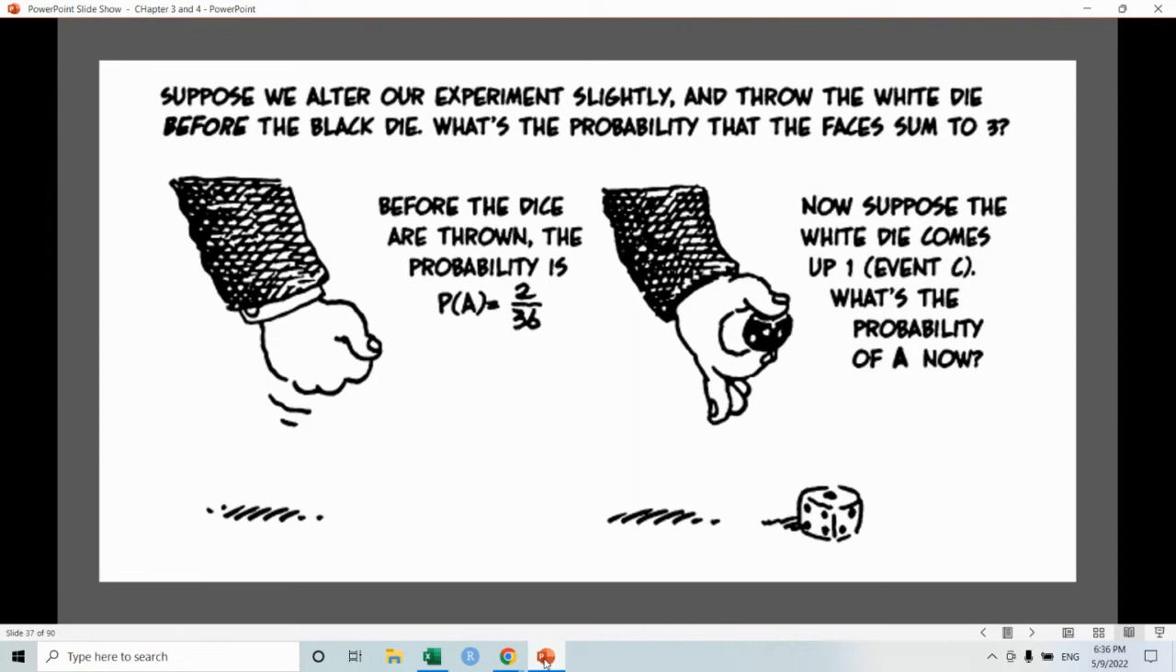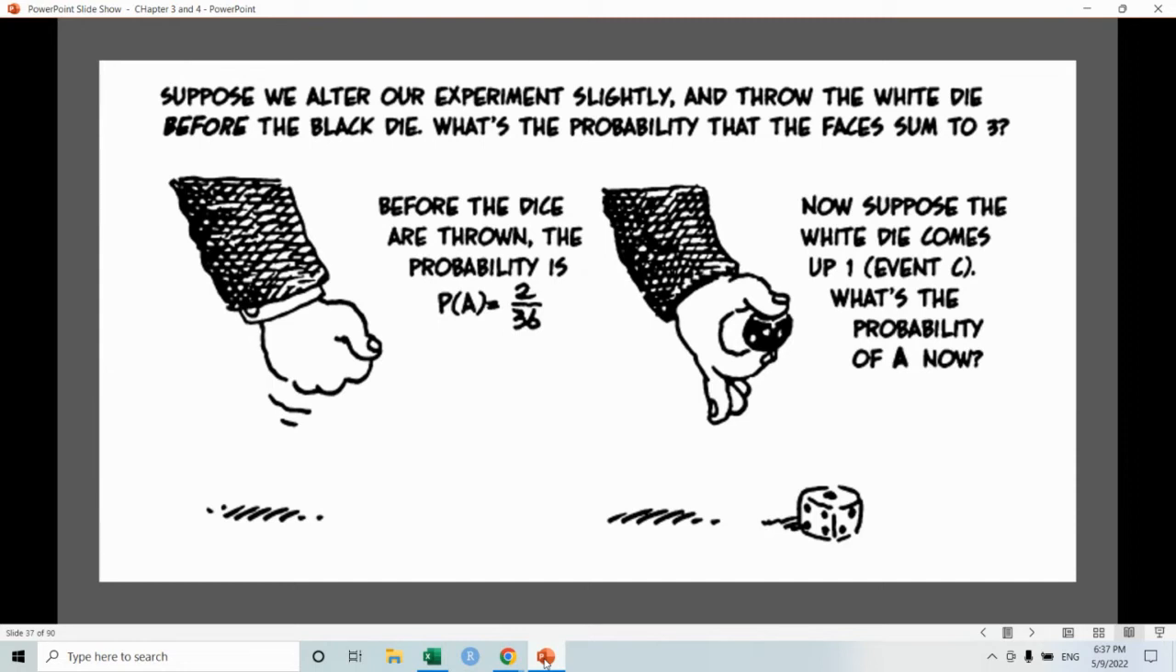Now we have slightly more information than we did in the previous version of this problem, because before we were interested in rolling a 3 where the white die or the black die could be a 1 or a 2 and give us a 3. So there were 2 possibilities, right? The white die 1, black die 2, and the white die 2, the black die 1. But now we've rolled a 1, so there's only one possibility for the black die: it has to be rolled as a 2, so it'll add up to 3. And so that kind of alters our probability.